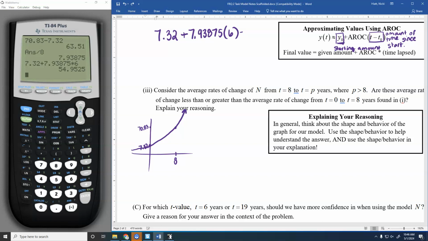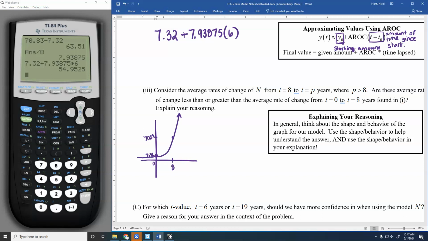So it starts off growing kind of slow. In fact, I might even need to... gosh, why did it all go away? It's not cooperating with me here. This is 0. Right here is 8. We got 7.32. We got 70.83. We got a point here. We got a point here. I should even make it look a little more curved like this right here.